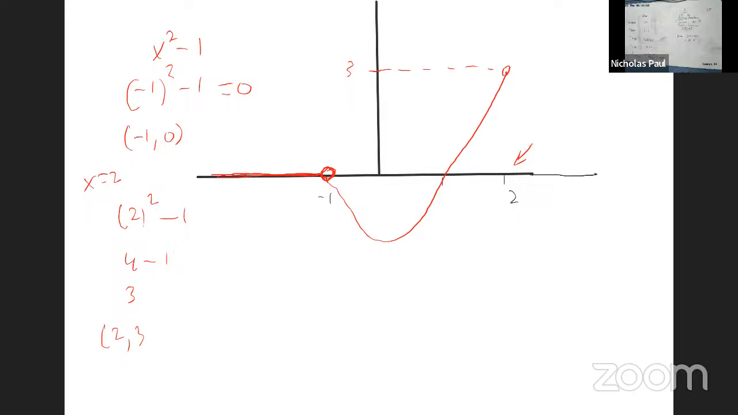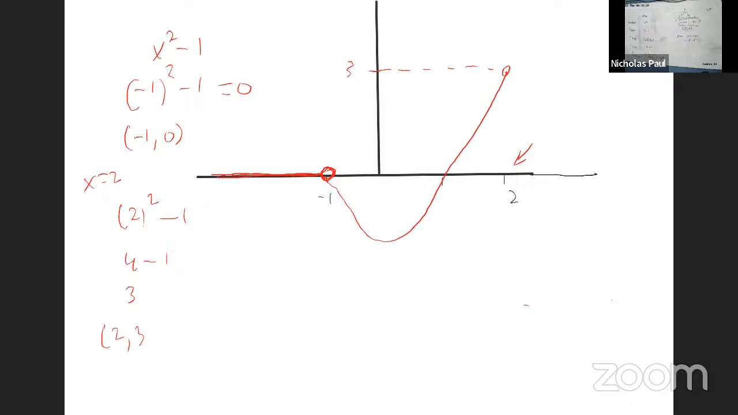So you see how I figured out when x is 2 what y is? Because I know that x squared minus 1 looks like this, but there are parts I do not want. I don't want it less than minus 1, and I don't want it more than 2. So here's minus 1, here's 2. Are you okay with that? So that's the first 2 parts.